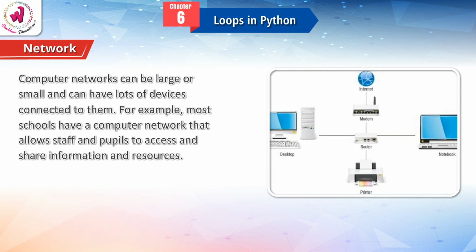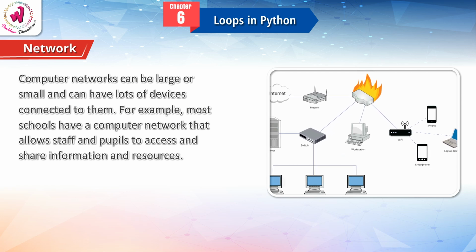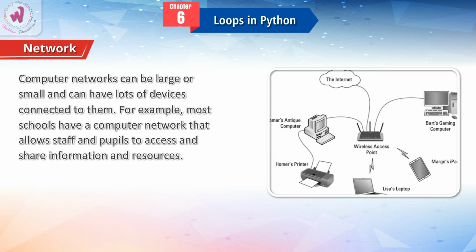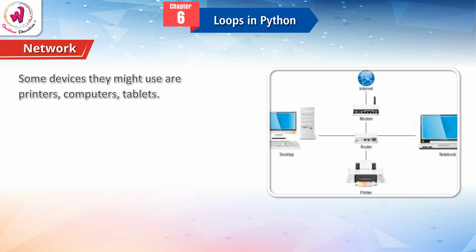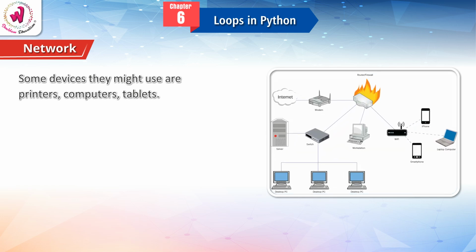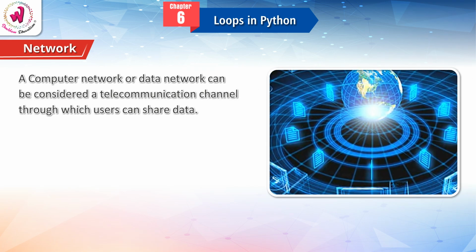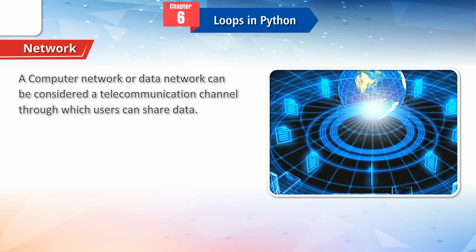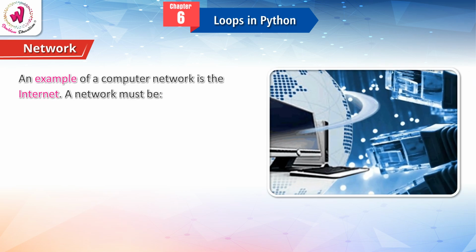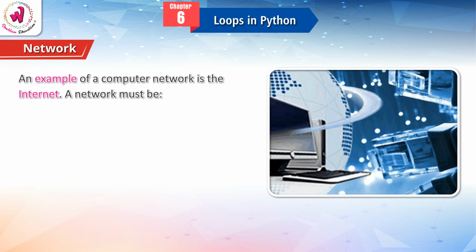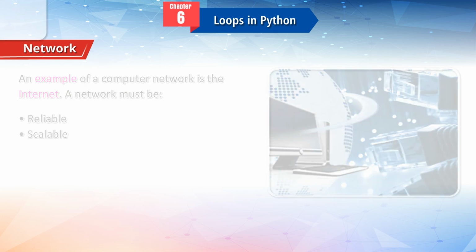Computer networks can be large or small and can have lots of devices connected to them. For example, most schools have a computer network that allows staff and pupils to access and share information and resources. Some devices they might use are printers, computers, tablets. A computer network or data network can be considered a telecommunication channel through which users can share data. An example of a computer network is the Internet. A network must be reliable, scalable.